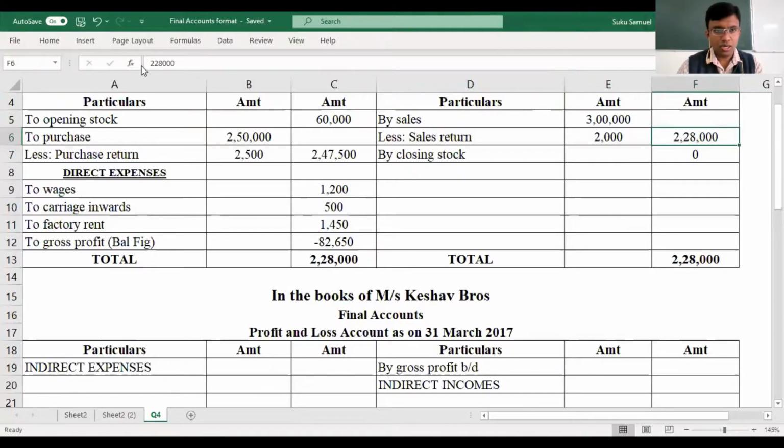Okay, I had made a small typing mistake. Your net sales should have been 2,98,000. It was my mistake. So since it is 2,98,000, if you notice, the credit side is more than the debit side.